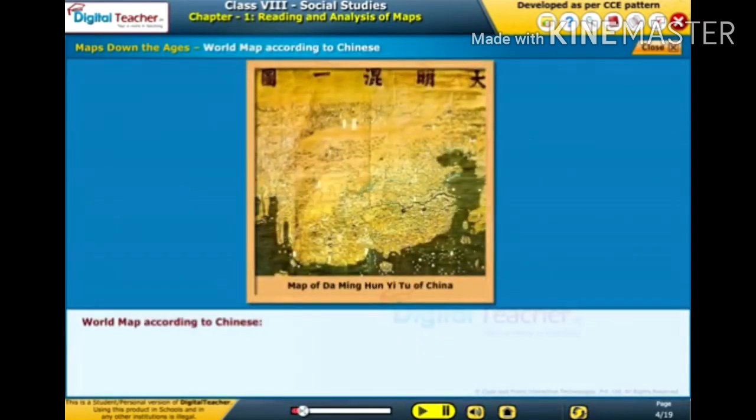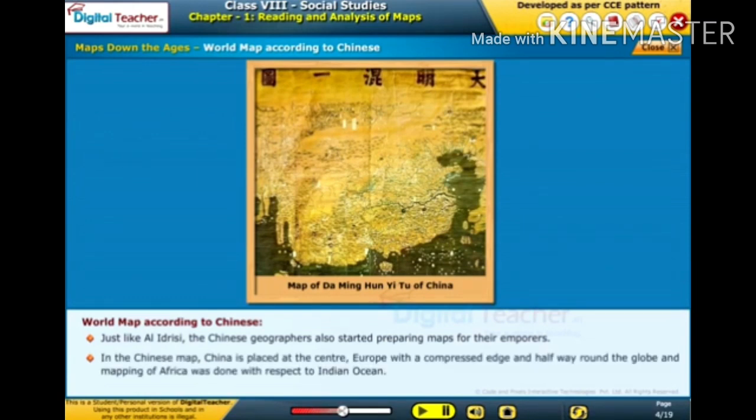World map according to Chinese. Just like Al-Idrisi, the Chinese geographers also started preparing maps for their emperors. In the Chinese map, China is placed at the center, Europe with a compressed edge and halfway round the globe, and mapping of Africa was done with respect to the Indian Ocean.